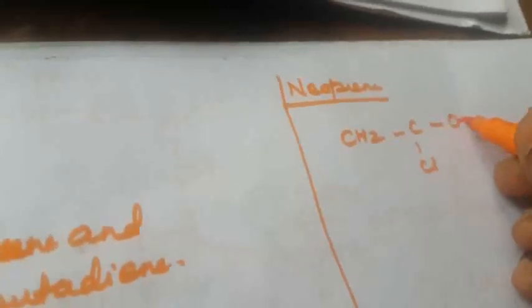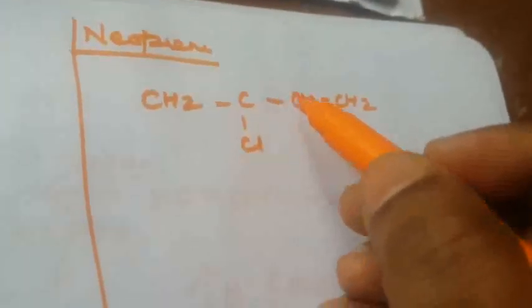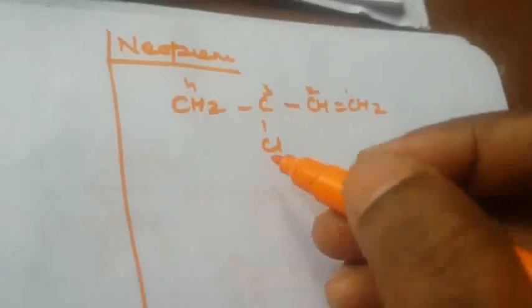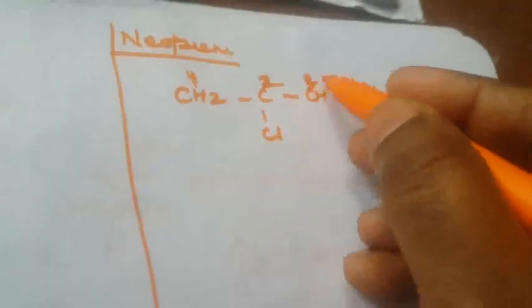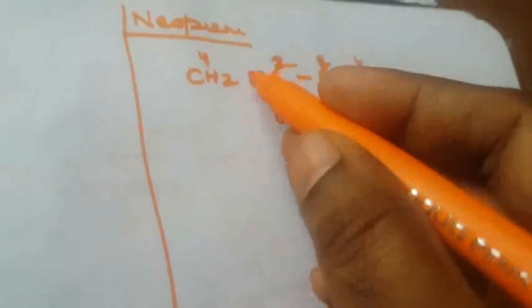Next is how to prepare synthetic rubber. The first method is how to prepare neoprene. The monomer is 2-chloro-buta-1,3-diene, CH2=CCl-CH=CH2. How do we name this compound? For the double bonds, you give priority numbering 1, 2, 3, 4. So it is 2-chloro, buta-1,3-diene.